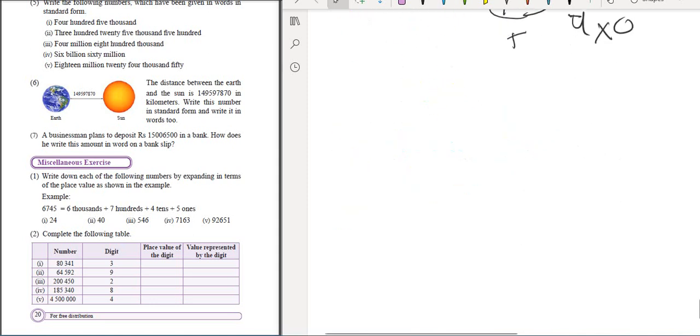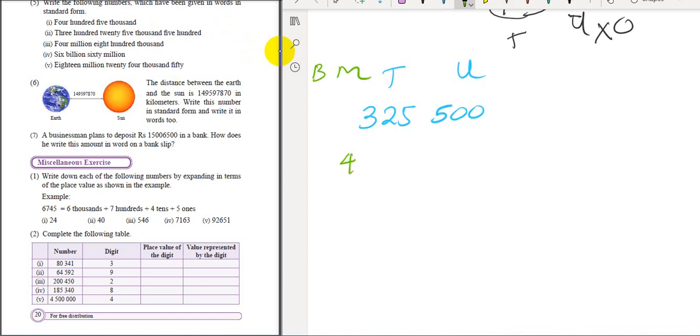Okay, then do this one. 325,000, and the units period is 500. The next one is 4,800,000. There is no digit in the units period.